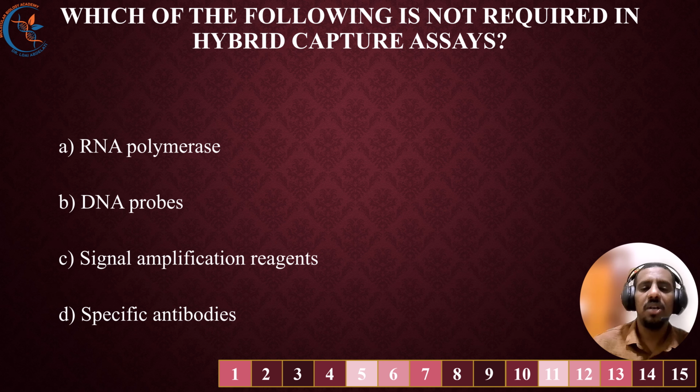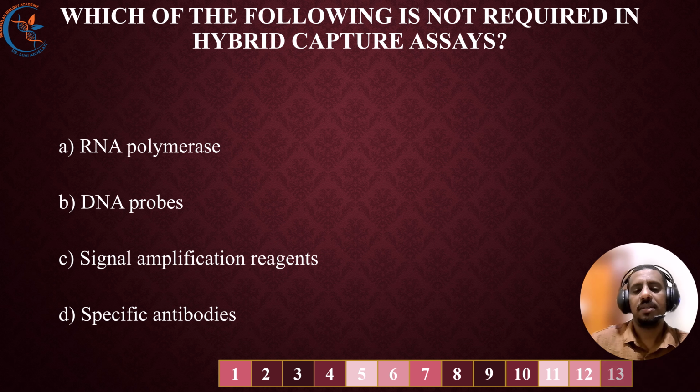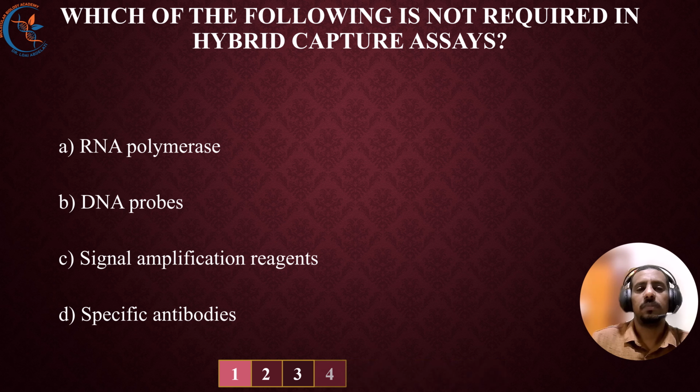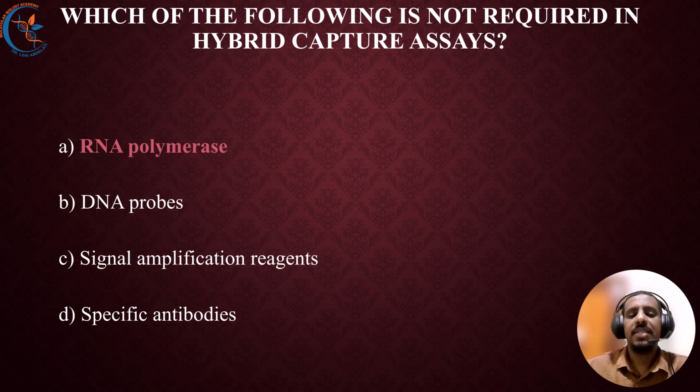The next question here. Which of the following is not required in hybrid capture assay? The correct answer is RNA polymerase. Hybrid capture doesn't involve RNA polymerase because it doesn't amplify nucleic acids like PCR.